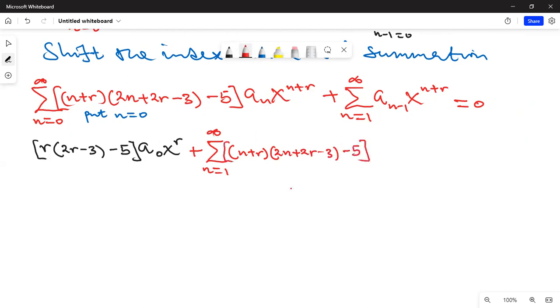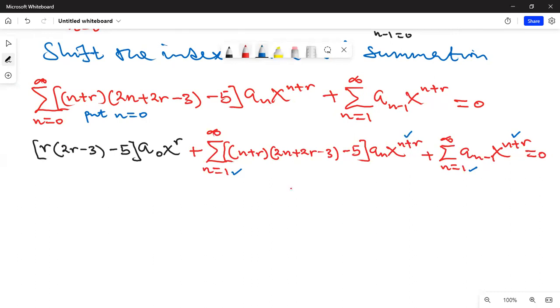This should now multiply an x raised to n plus r. Then I can see the other one is plus the sum from n equals 1 to infinity of an minus 1 x raised to n plus r is equal to 0. So now you see we can combine these two, because look at the index, it is 1, here it is also 1, and they have the same power of x. Those are the conditions that must be satisfied for you to combine any two summations.